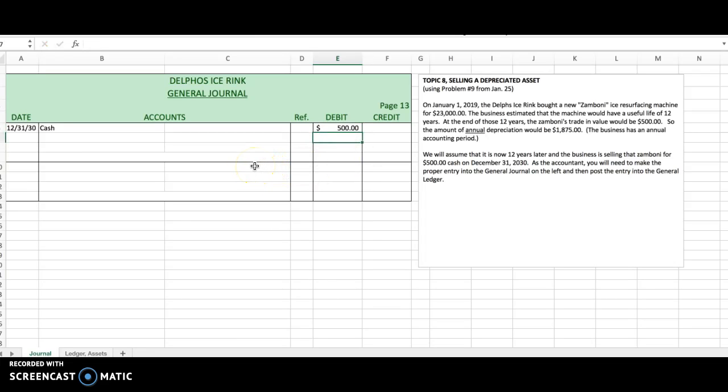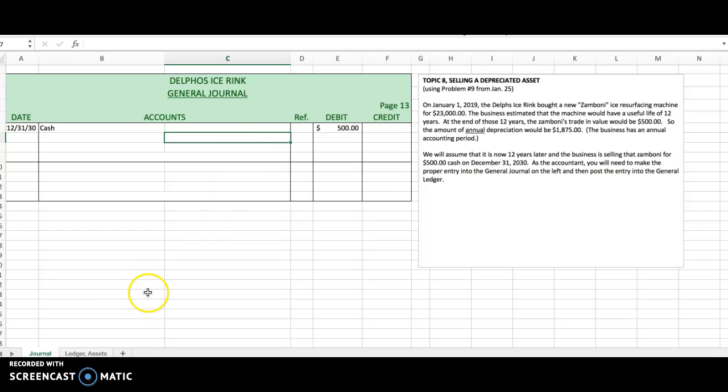Now we've got two credits. Again, this is not a sale. We don't credit sales, but we credit two accounts because we have to take these two accounts off the books. That's a term that you may hear from time to time. We need to clear the books of an asset that we no longer have. We don't have that Zamboni machine anymore, at least the one we bought in 2019. So we have to get rid of that.